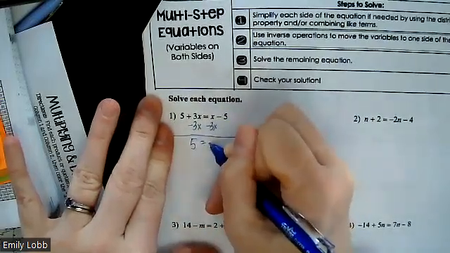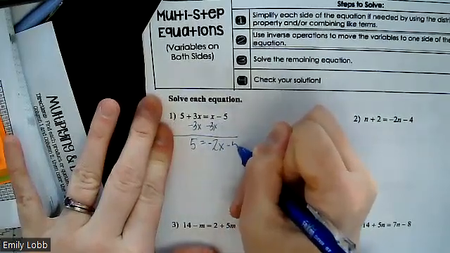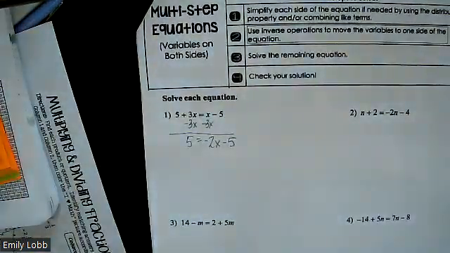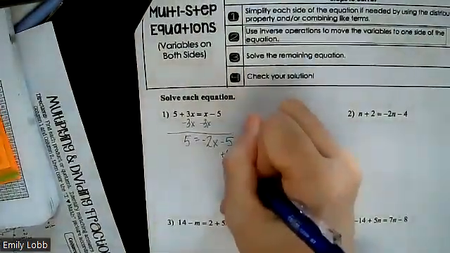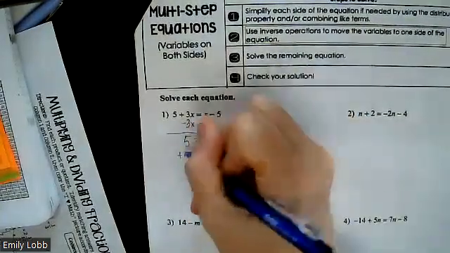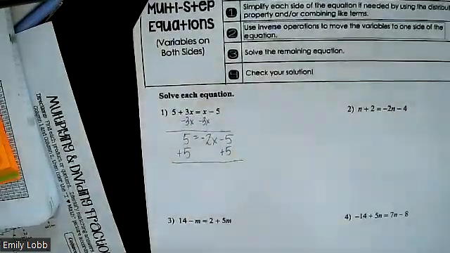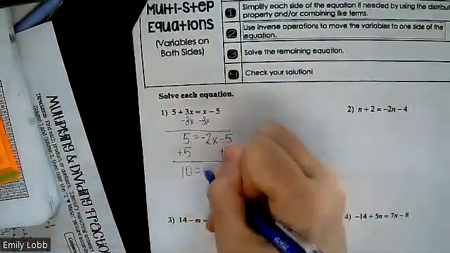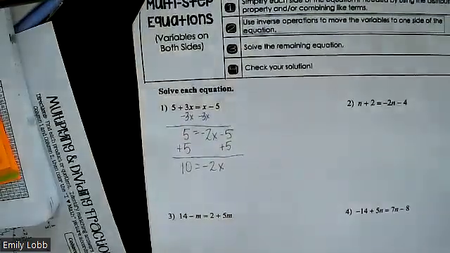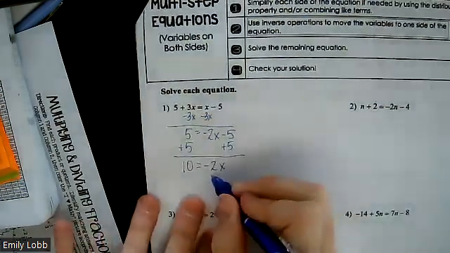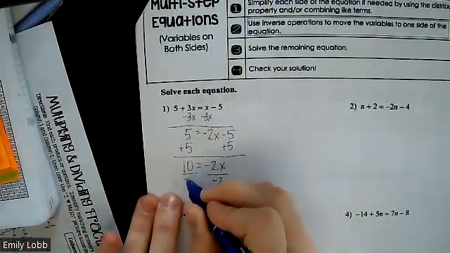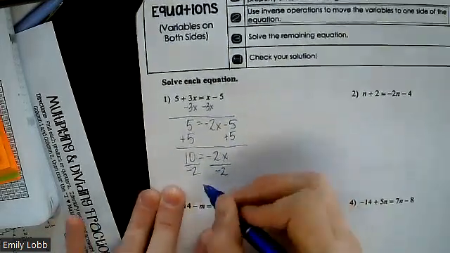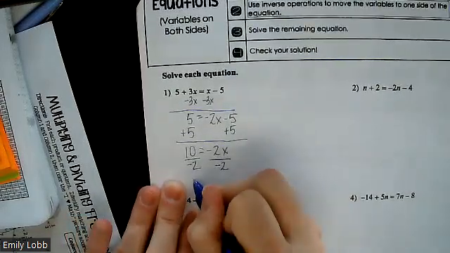x minus 3x would be negative 2x, right? And then we want to get rid of this from both sides. So we would add 5 to both sides. So 10 is equal to negative 2x. And then I'm dividing both sides by -2. 10 divided by -2 is -5.